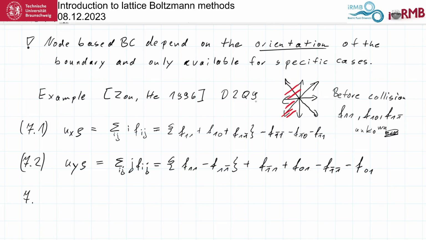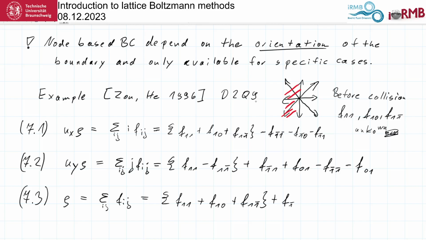Then we also assume that there is a given density. Density is just the sum over all of them, ij, fij. In this we also have the ones that are missing: f10 plus f1 minus 1, and everything else: f minus 1 minus 1 plus f minus 1 0, plus f01 plus f0 minus 1 plus f00.